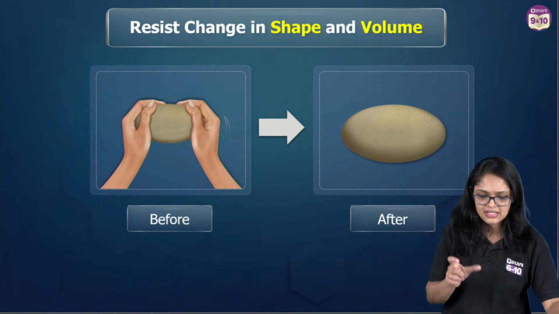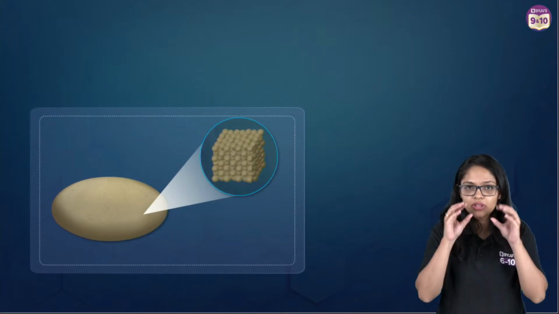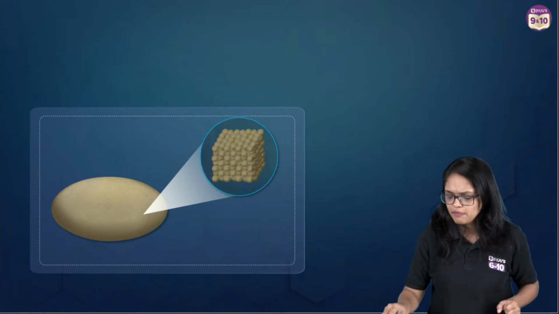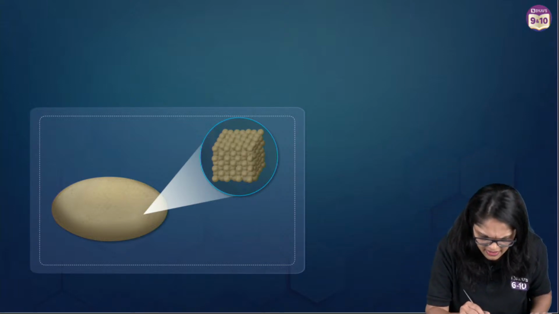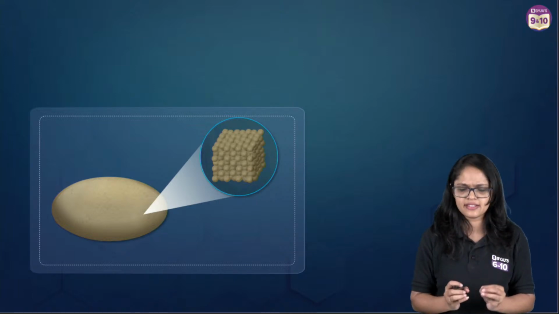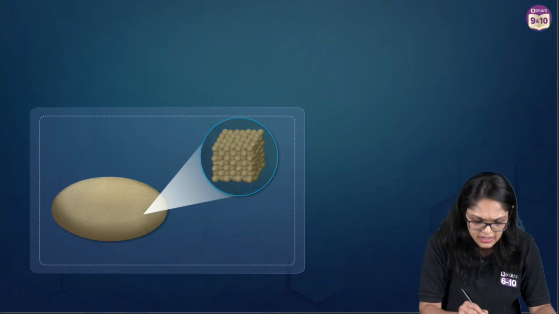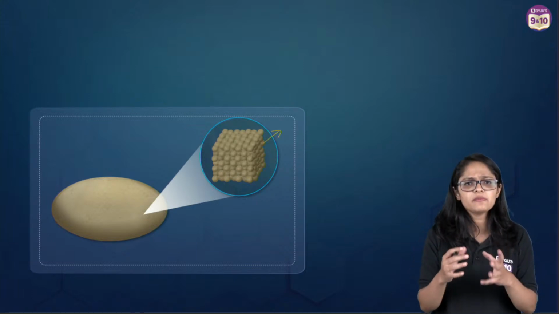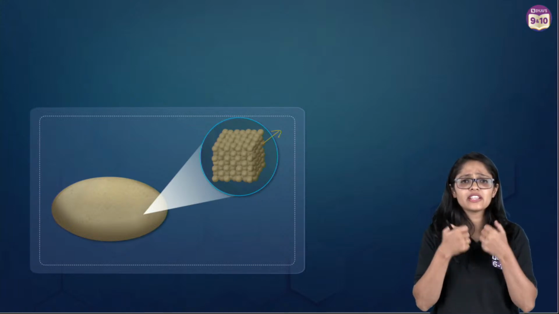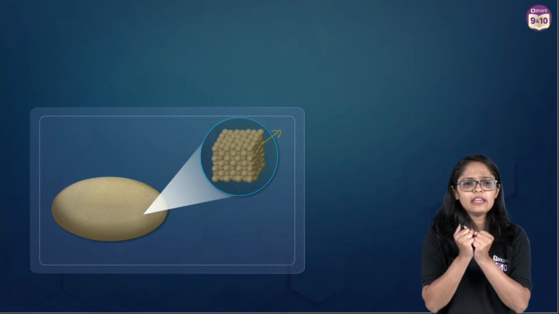Now, if you look at the particles of that substance, those particles are very tightly packed. They have very, very little space between them. These particles don't have space because the force of attraction between the particles is very high, so they are very tightly packed.